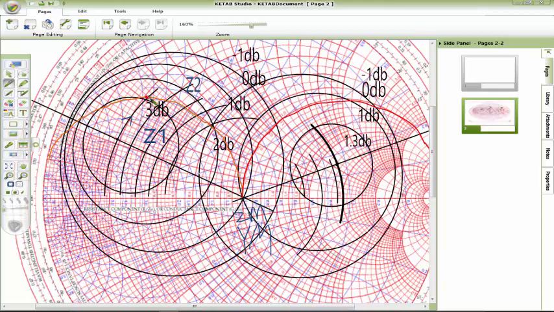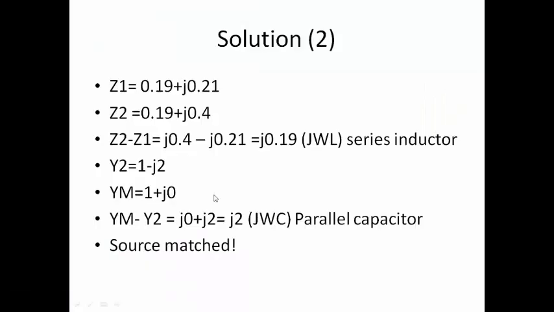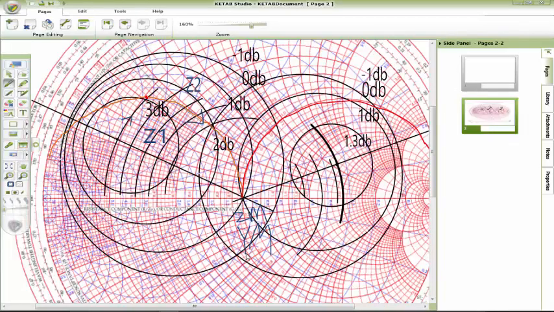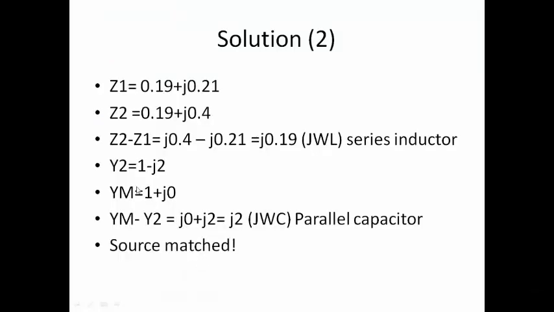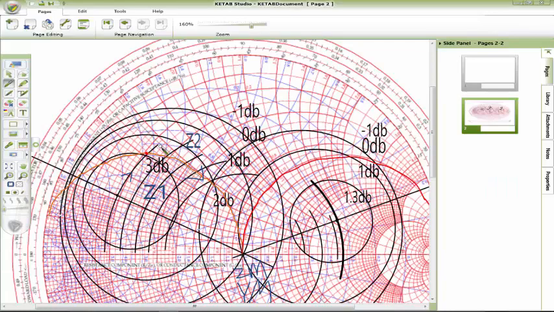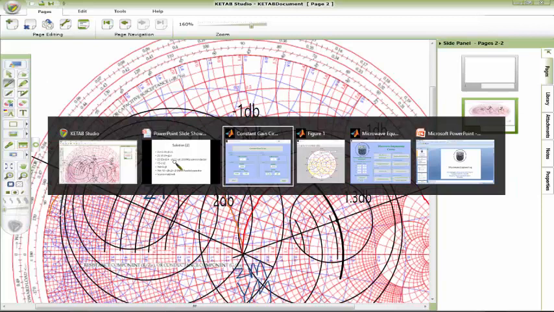And here we want to go from this point to this point. We move again clockwise. This means we want to add a parallel capacitor because we move on the blue lines here. So as we can see here, we have y2 equal to 1 minus j2, which is this point but in the conductance form.